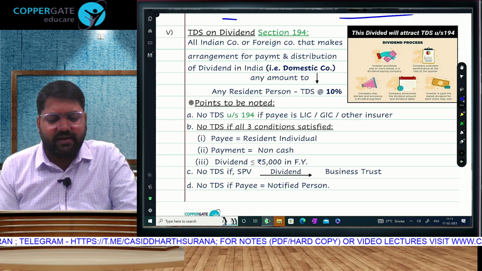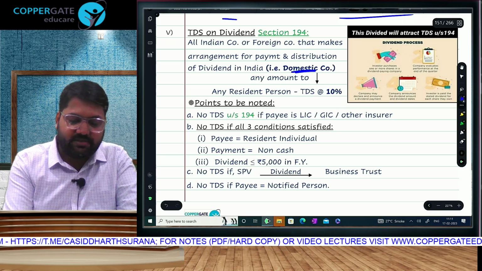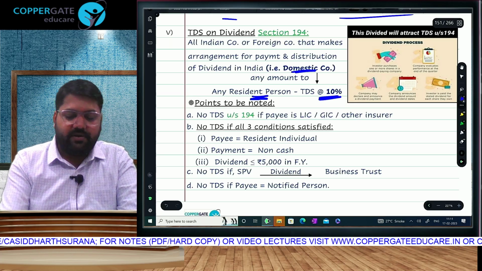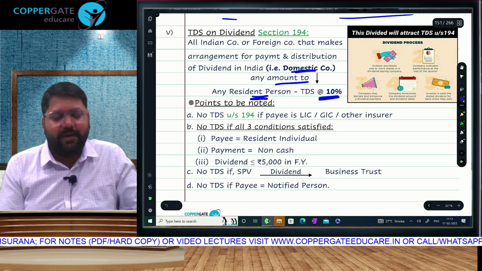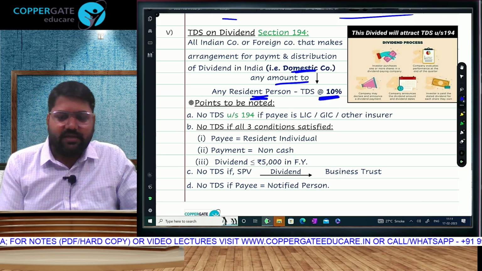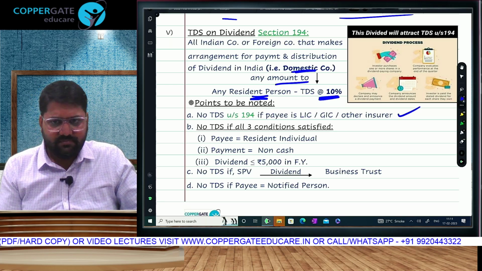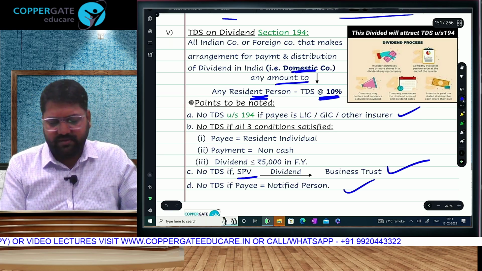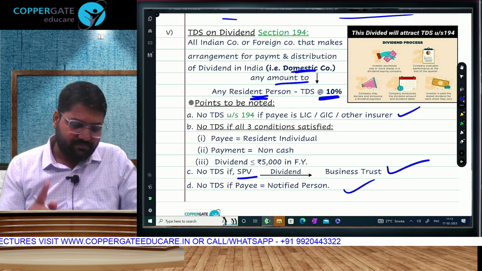Next, dividend income, section 194. Whenever a domestic company is making payment of dividend, then if you make payment to resident, then TDS at 10% is going to be deducted. No threshold is prescribed, so every rupee will attract TDS. Again, if you are making payment to insurance companies, then there will be no TDS. If you are making payment to notified person, no TDS. If SPV is paying to business trust, no TDS because it is exempt. SPV's interest and rent is exempt.